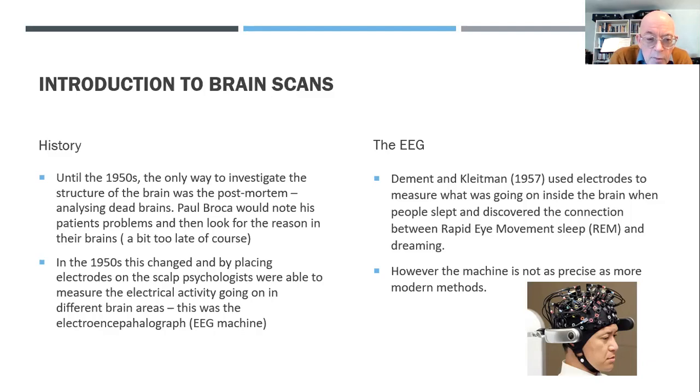Okay, so Dement and Kleitman did a really famous study and made a discovery that if people were wearing this when they were asleep, when they went into rapid eye movement sleep, there was also a lot going on in the brain that suggested that people were dreaming at that time. So they were able to make quite a good connection between rapid eye movement sleep and dreaming. The trouble is, though, it's like listening in from the outside, and it's not as precise as more modern methods that we've got. So I'm going to talk about a couple of those now.